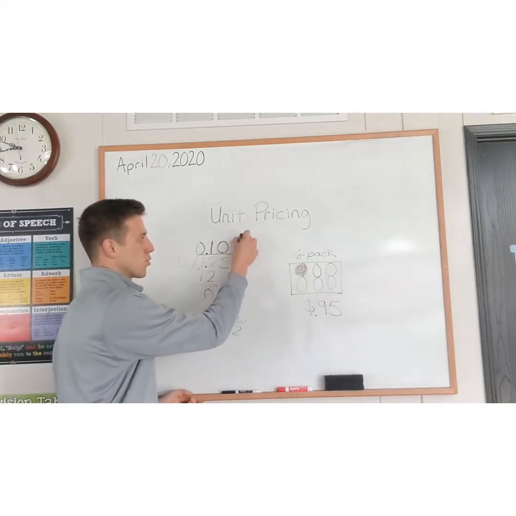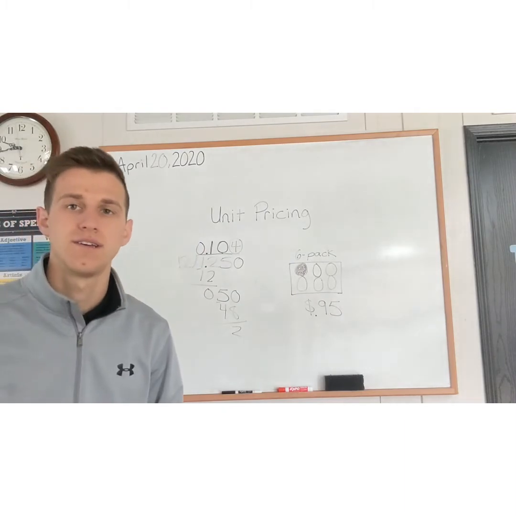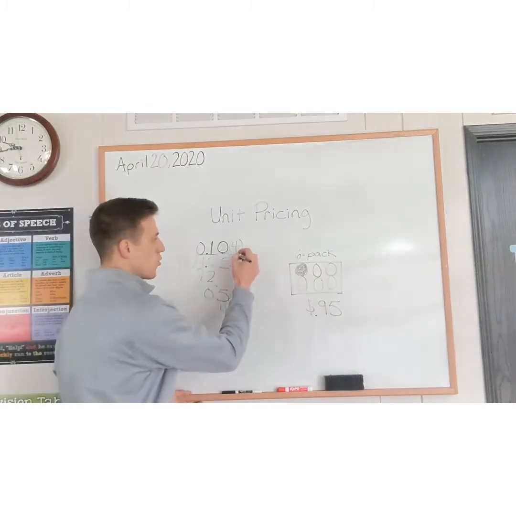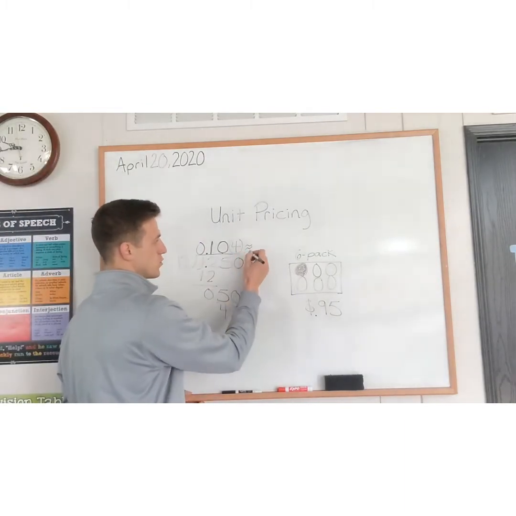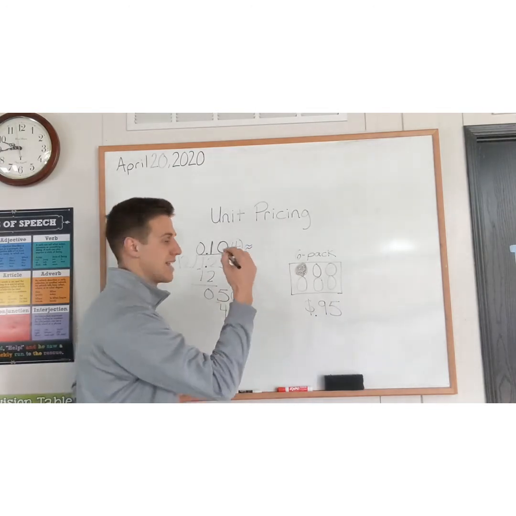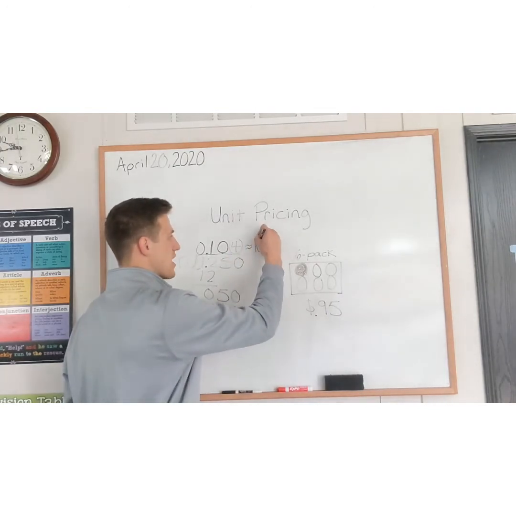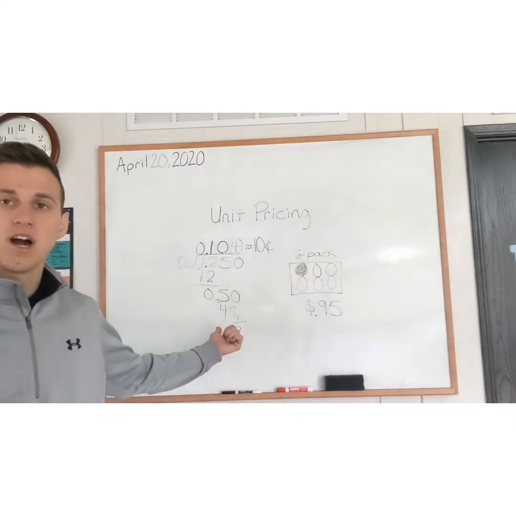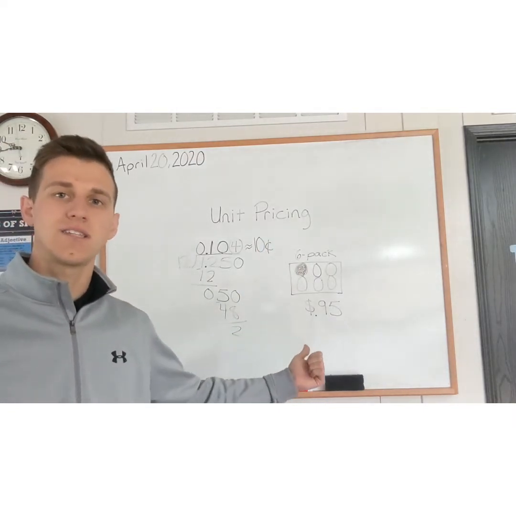So is this number larger than 5? No, it's not, right? So what would we round it to? It would be 10 cents, right? So each egg in our dozen cost 10 cents.